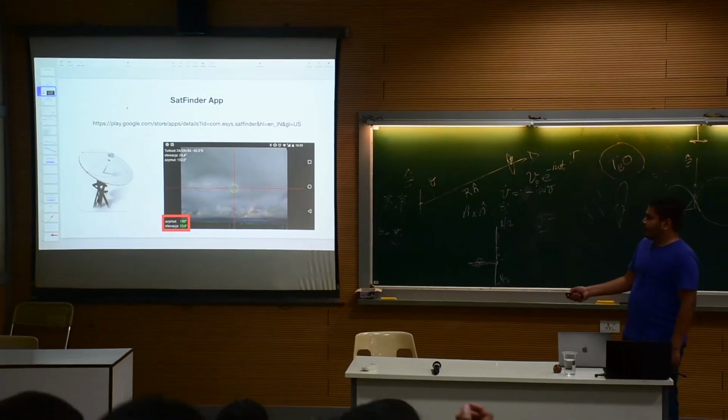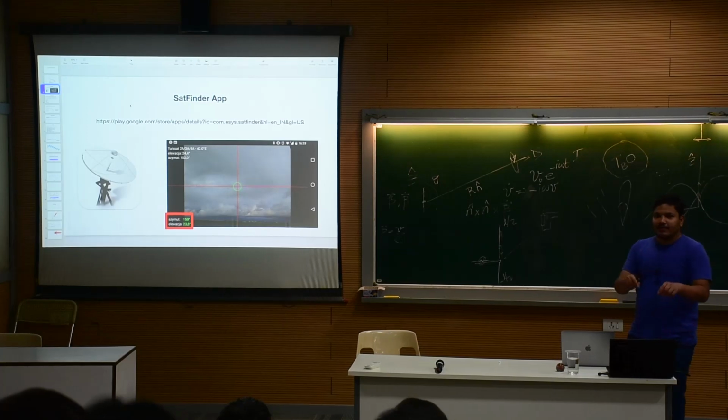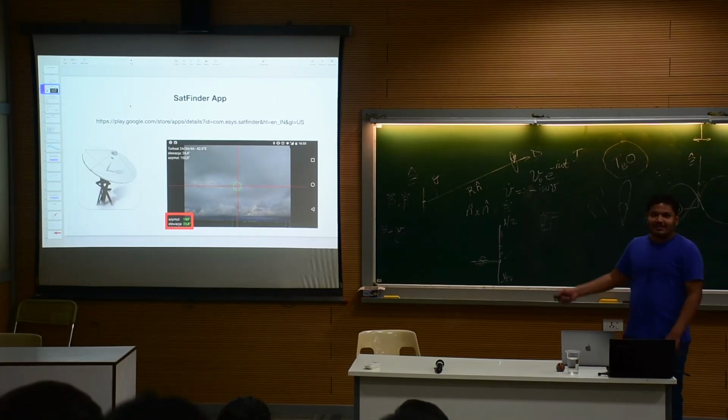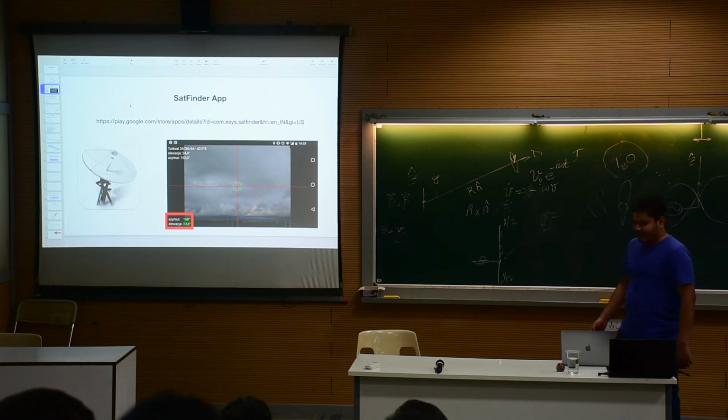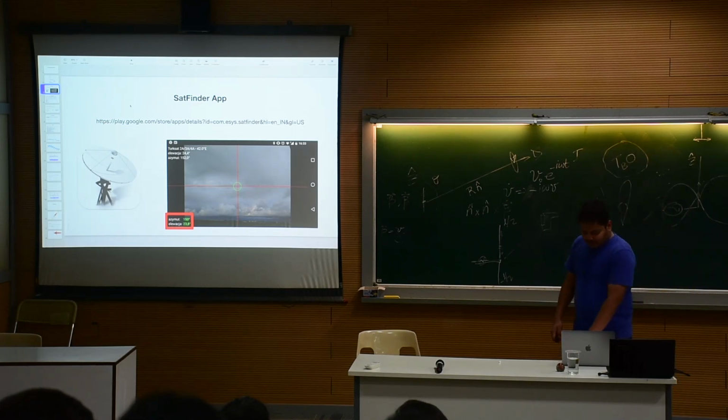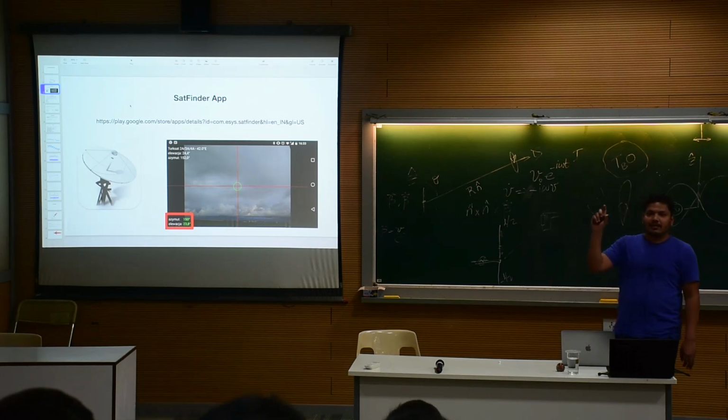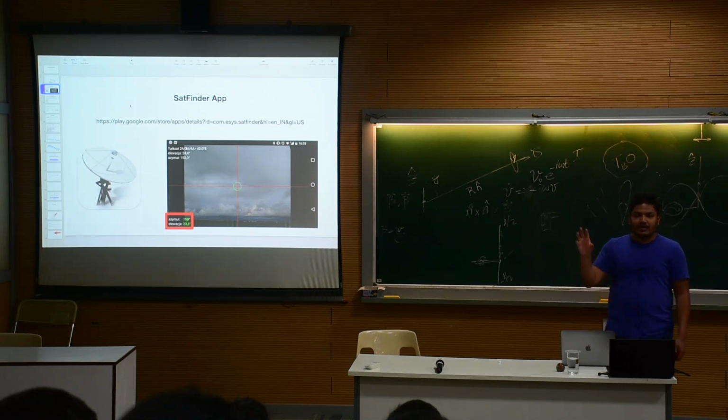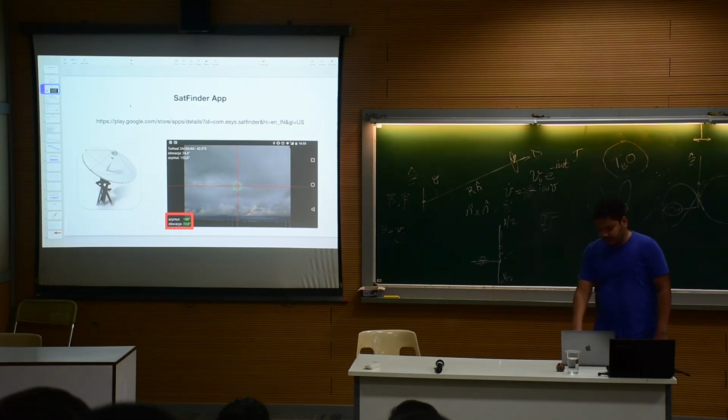Don't worry about the language here. When you install it, the language will be English. Since I got these images from Google Play, it is in some other language. So this takes care of the pointing. We'll be taking measurements in the galactic plane. We'll be pointing the antenna in different directions in the galactic plane, and we'll look at the hydrogen line.